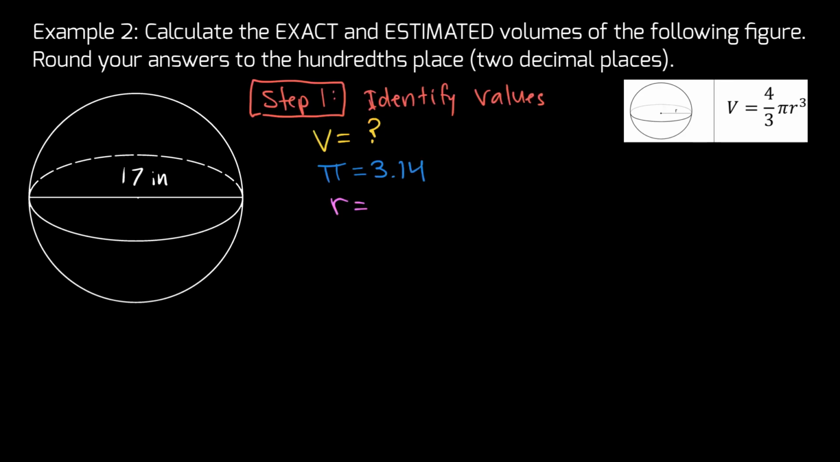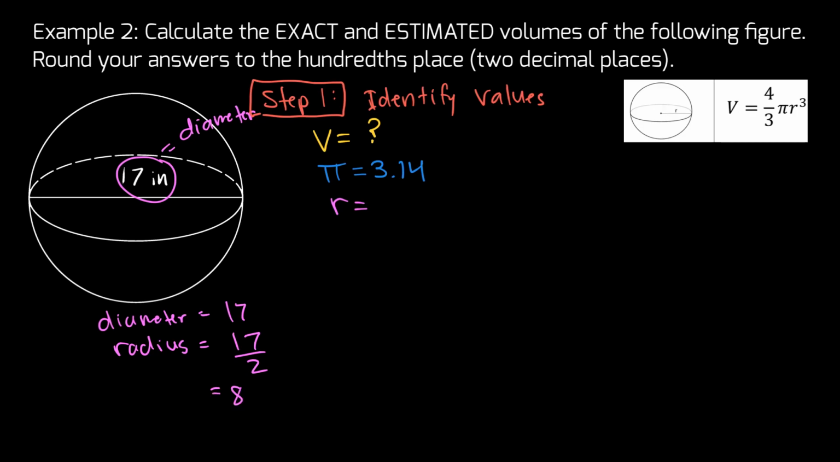Step 1 is to identify values. We don't know V, pi is always 3.14, and to find R in this case, this is going to be the diameter. If the diameter is equal to 17, then the radius is half of 17. You could use a calculator for this if you need to, but it should be 8.5. So in this case, it's 8.5.